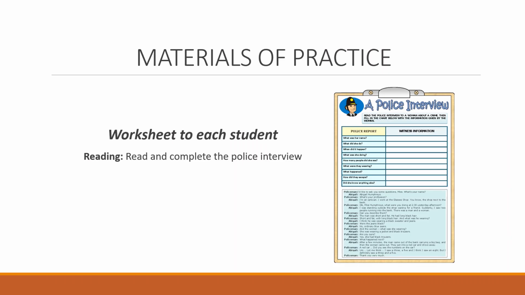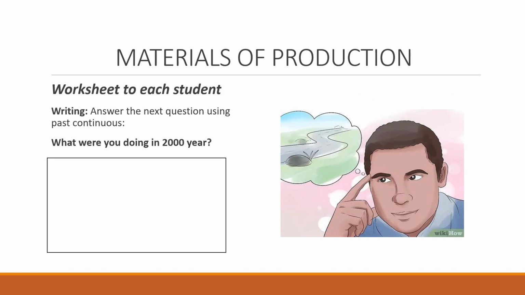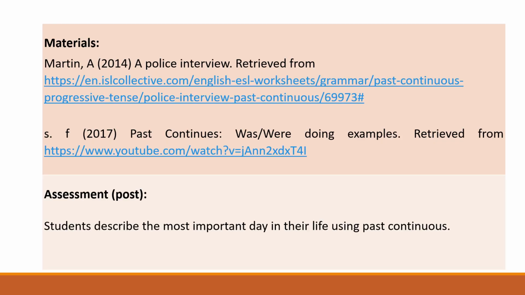So there is the worksheet of each student for the practice part. Read and complete the police interview. That is the picture, that template. And there are the materials and the worksheet of production. Answer the next question using past continuous. So here, the students are going to answer that question: What were you doing in the year 2000? Okay, and no more.